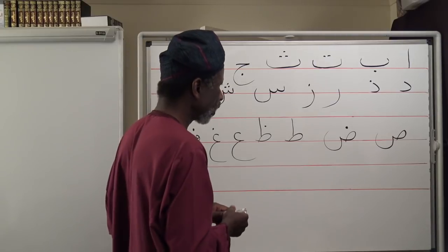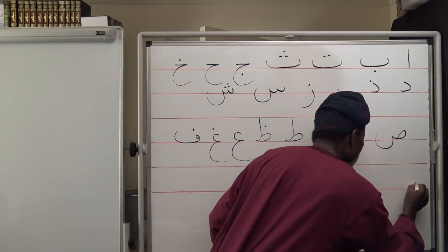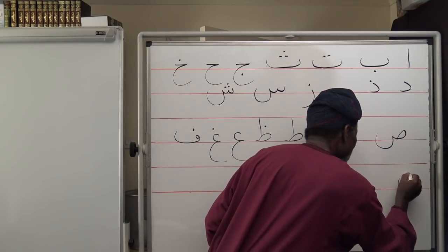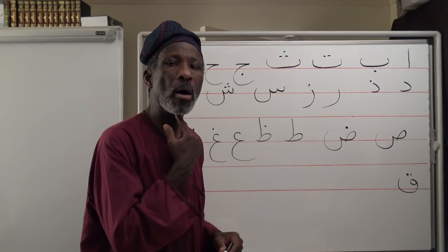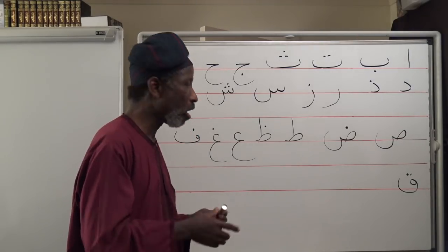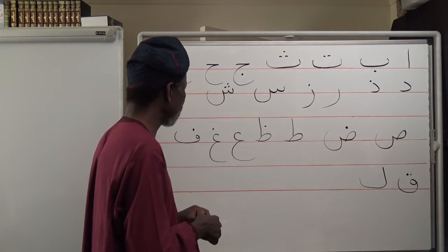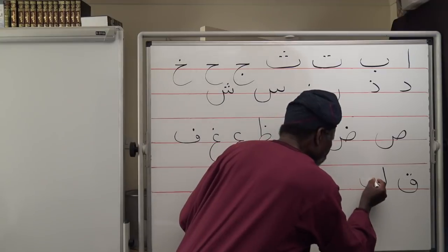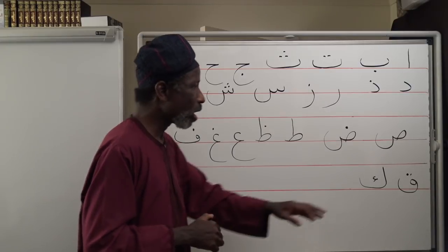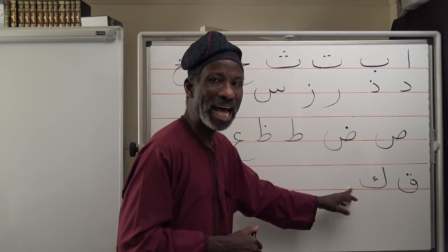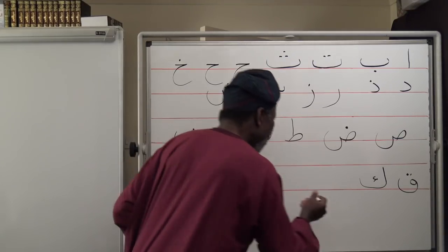Now let's do the qaf. This is deeper a little bit. Qaf, and it's coming from here. Let's compare that with kaf. So remember, you spread it and then you put small c with tails inside it, and that is kaf. You have qaf and kaf. Ka, ka.